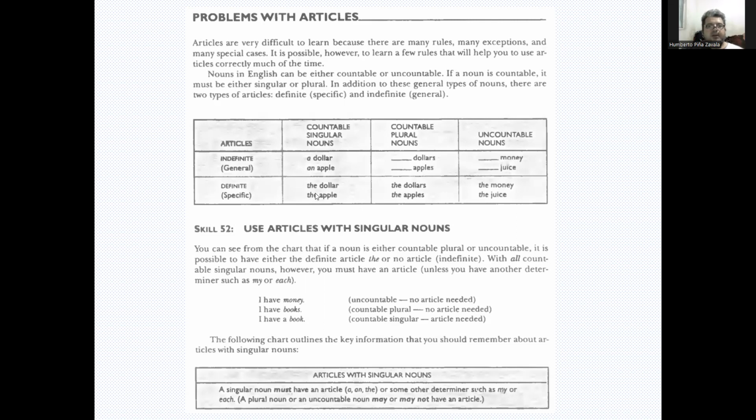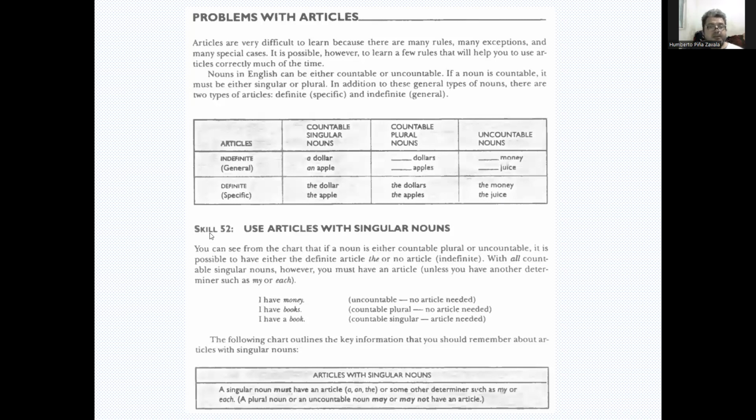Definite or specific articles, we got the dollar, the apple, right? We're talking about a specific dollar, specific apple that you mentioned before, or it's only one of a kind, you know. We can use the with countable plural nouns, the dollars, the apples, specific dollars, specific apples. And we can also use the with uncountable nouns, the money, the juice. Again, we're talking about specific money, specific juice, right? So we got two types of articles, general, indefinite, and specific, definite articles, a and the.